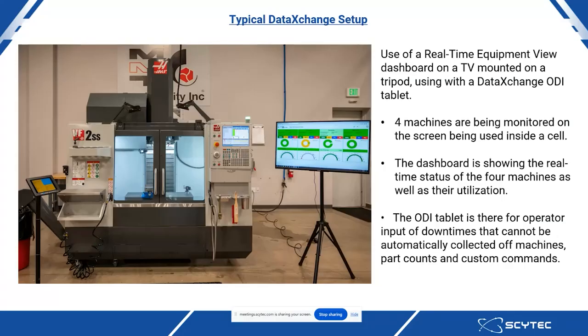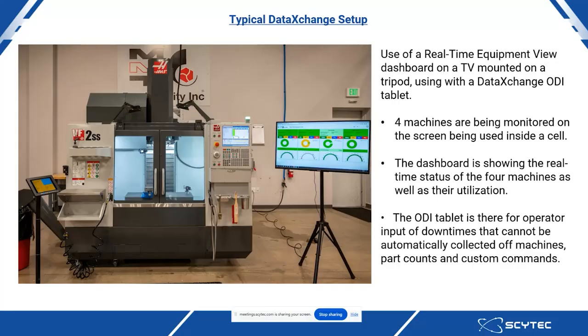And finally, I'd like to kind of discuss a typical DataXchange setup that you can have out on your shop floor. And we have the use of the real-time equipment view on a TV mounted to a tripod using the DataXchange ODI tablet. Next to that, on the Haas machine on the far left side, the ODI is on a floor stand, and the real-time equipment view is on a TV mounted to a tripod. There are four machines that are being monitored inside of this cell, and the dashboard is showing the real-time equipment statuses of those four machines as well as their utilization. And the ODI tablet is there for operator input of downtimes that cannot automatically be collected off of machines, as well as part counts and custom commands that you can get through ODI use.